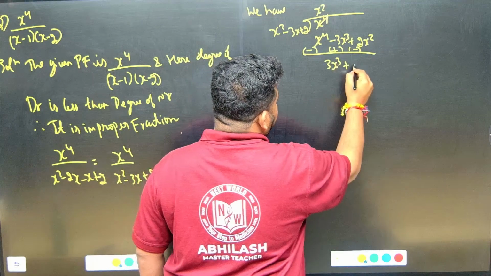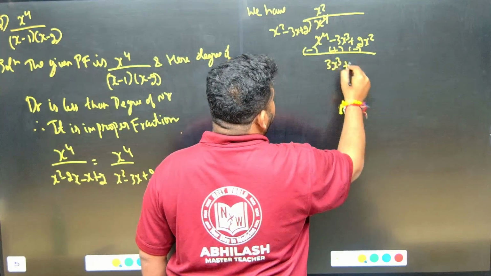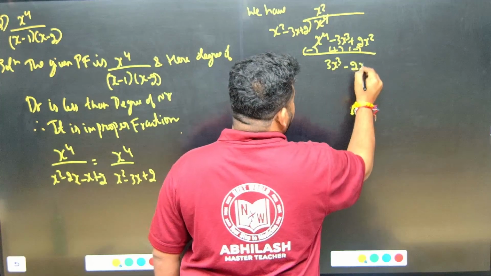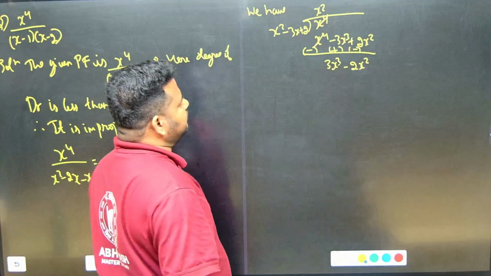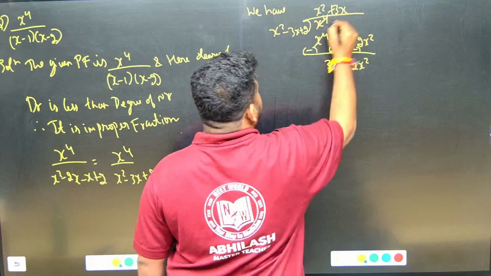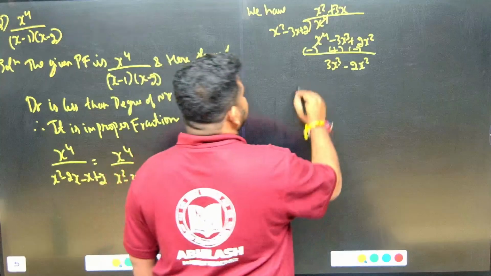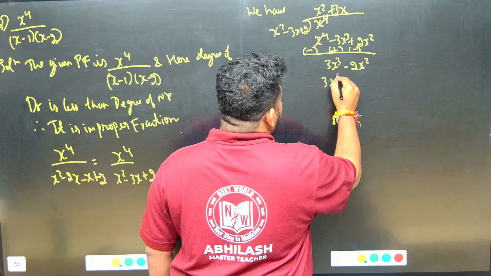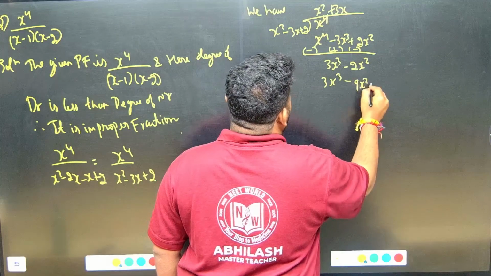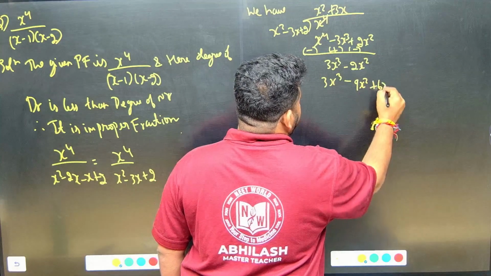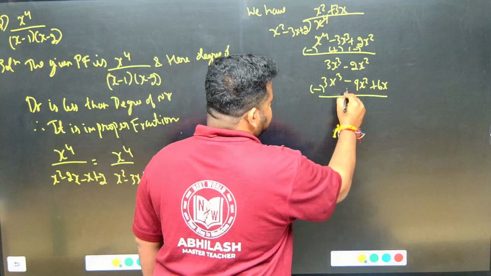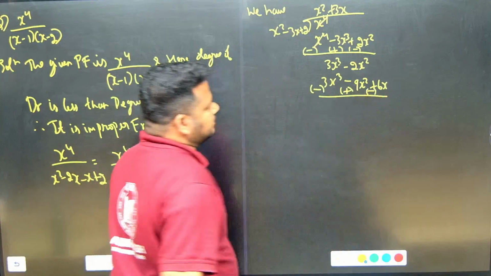3x cube, what can I write, plus 3x cube, and this I should write as minus 2x square. Now if I divide 3x cube by x square, what will I get? I will get plus 3x. This will become 3x cube, minus what is it? Minus 9x square, plus 2 3s are 6x, minus 9x plus 6x. This is minus, this is plus, this is minus again.